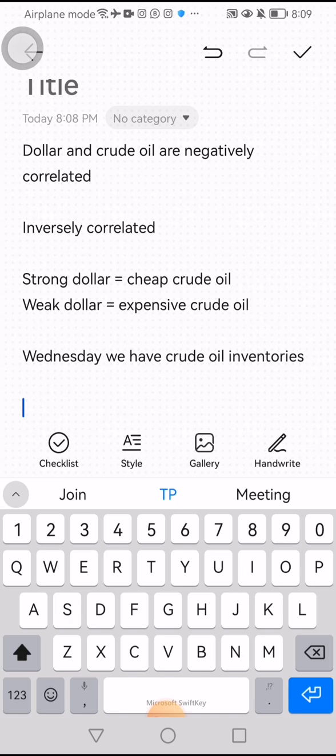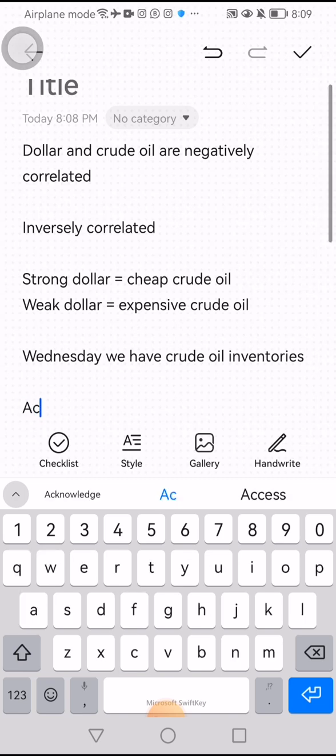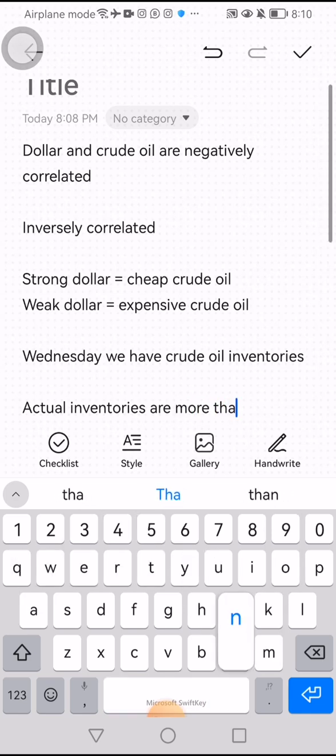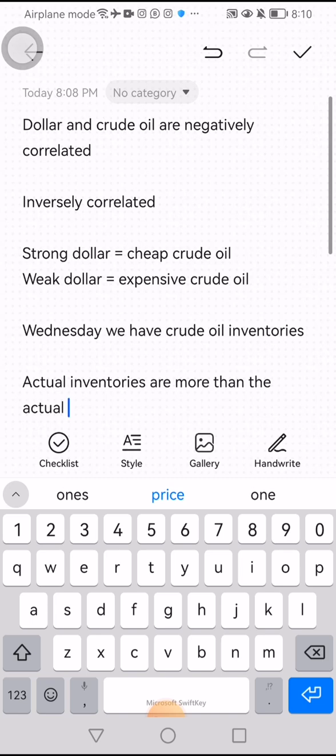How you can use this news to trade crude oil is this: if actual inventories are more than the forecast, it means what? It's positive news for what? It's positive news for the dollar. Actual more than the forecast.